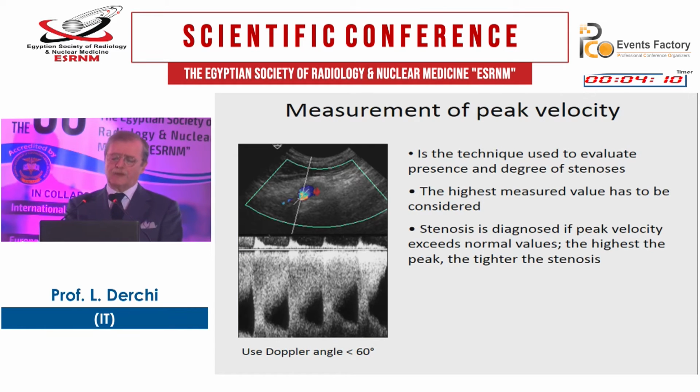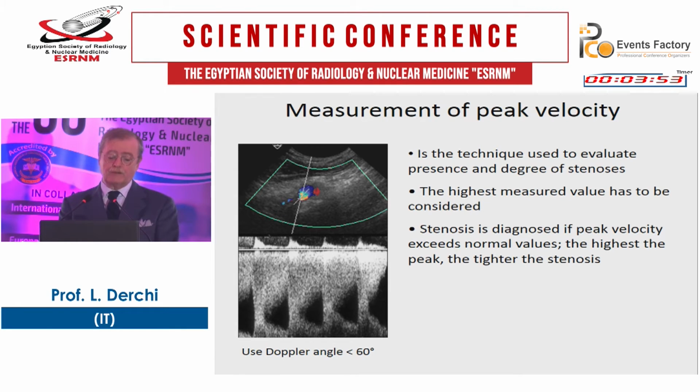The measurement of peak velocity is the technique we use to evaluate presence and degree of stenosis, and the highest measured value has to be considered. And stenosis is diagnosed if peak velocity exceeds the normal values. The higher the peak, the higher the stenosis.